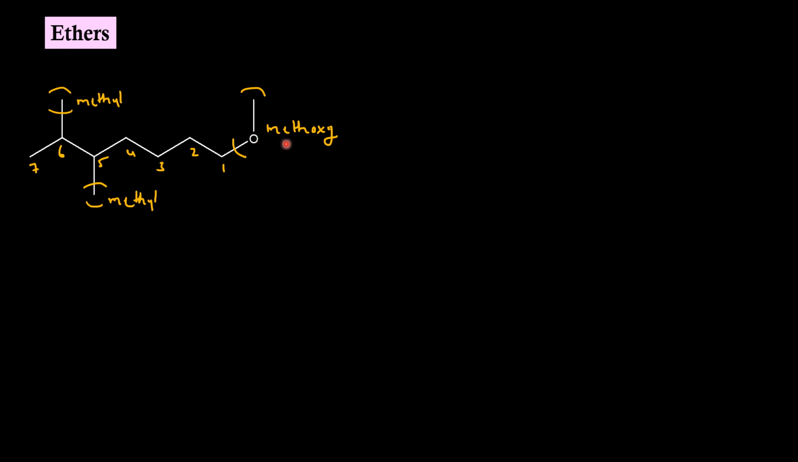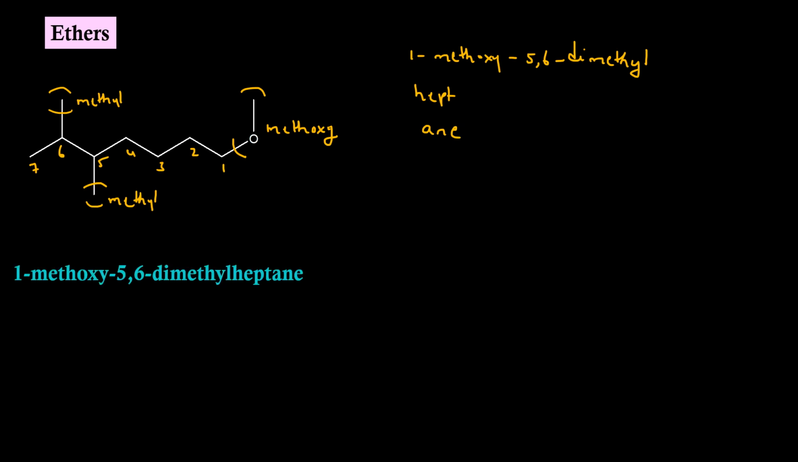Now if we have to arrange the substituents in alphabetical order, meth is common in both cases. Then comes O here, Y here. Since O comes first, methoxy will come first in alphabetical order. Then comes methyl. Our secondary prefix will be 1-methoxy, 5,6-dimethyl. Root word will be hept. Primary suffix is ane. IUPAC name will be 1-methoxy 5,6-dimethyl heptane.